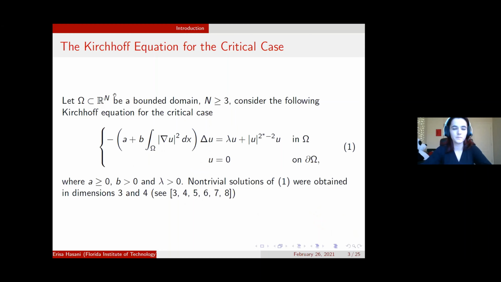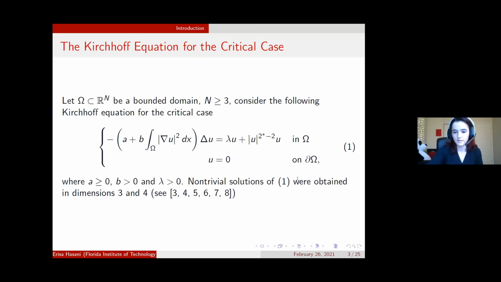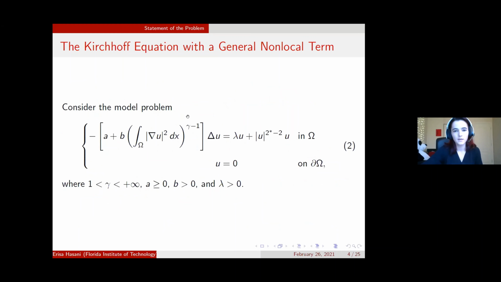For a bounded domain in R^n with n bigger or equal than 3, we have this Kirchhoff equation for the critical case that was mentioned before as well, where A is non-negative, B is positive, and lambda is a positive parameter. Solutions of such problems were obtained in dimension 3 and 4, and here are some references from people who worked on this. But for our studies, we also considered a power of this non-local term, for a positive power gamma between 1 and plus infinity. A and B are again as before, and lambda is positive.